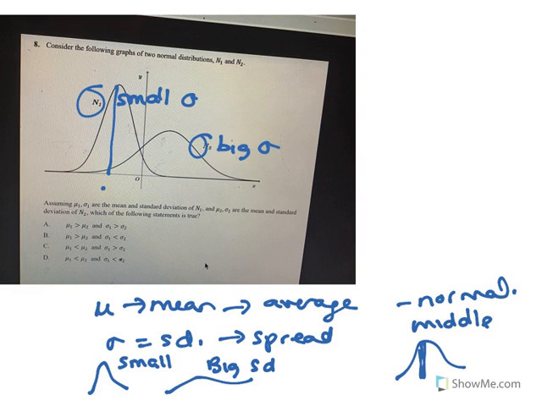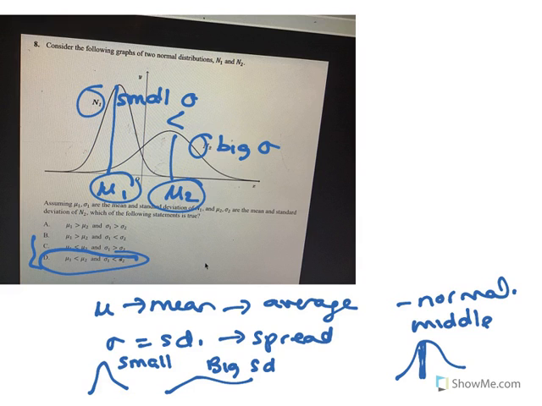The mean here for this one, this is that one, and that's the mean for that. So the mean of 1 is smaller than the mean of 2. It can only be C or D. The standard deviation for number 1 is smaller than the standard deviation for 2. So we're looking at D.